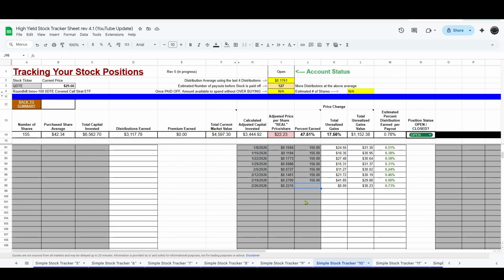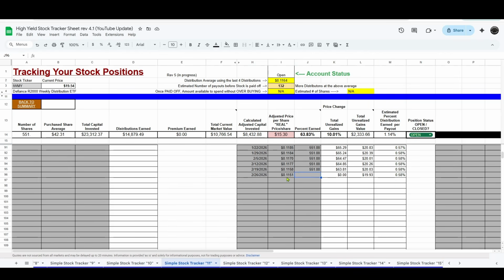QDTE, we earn 22 cents and I have 155 shares. Therefore, my real price per share of $22.23 now becomes $22 even. And if I were to sell all my shares at that current price of $29.66, I would make $1,186. IWMY, we earned 11 cents. I have 551 shares, and my real price per share of $15.30 now becomes $15.19. Current closing price was $19.54.